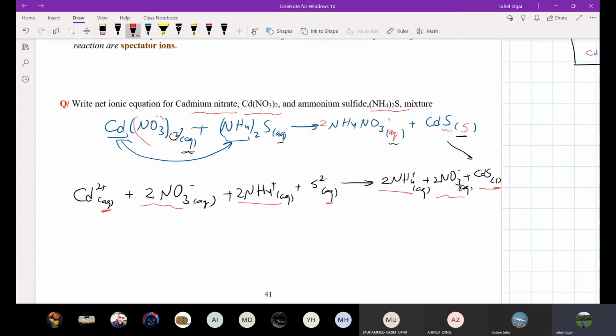The attraction between cadmium and sulfide is so strong that the water cannot separate them again. That's why only cadmium and sulfide have undergone reaction. The other two haven't undergone any reaction. So we can say this.